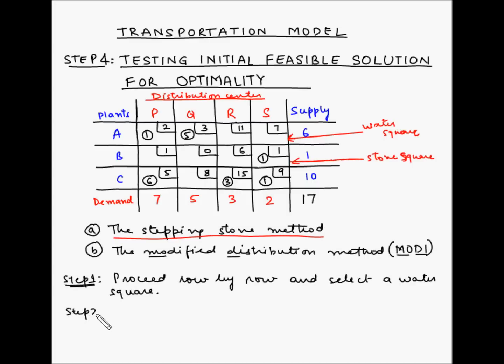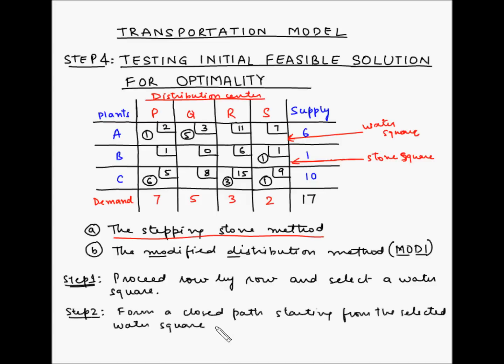Now in this step, we have to form a closed path starting from the selected water square, passing via stone squares, and then back to the same water square.